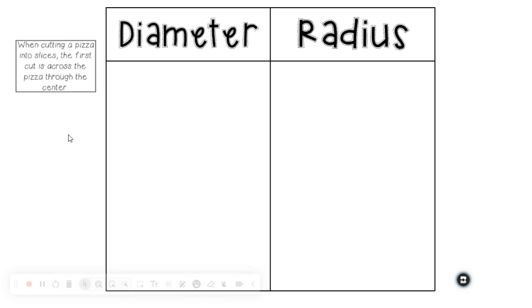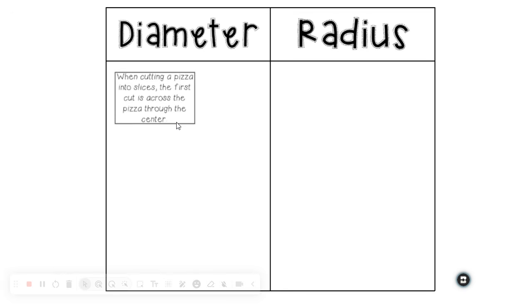Our first scenario: when cutting a pizza into slices, the first cut is across the pizza through the center. Our hint here is through the center. So think about where you think this would go, in the diameter or in the radius column. This would go in diameter simply because it says through the center, from one side to the other, through the center. That is the diameter.